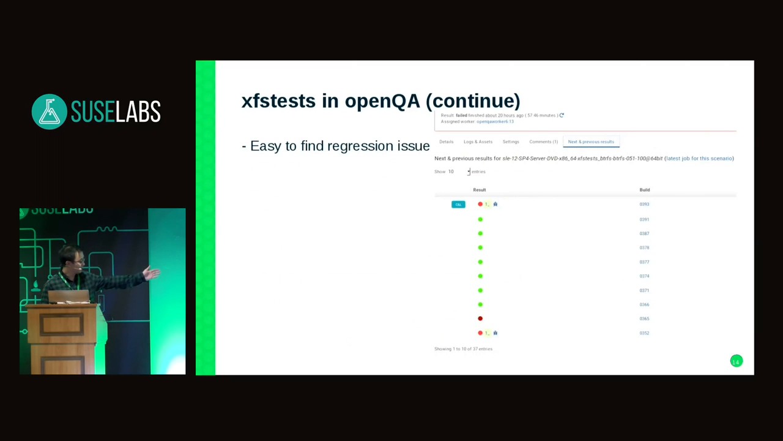You can see there's the build in a line, and suddenly a red bubble comes out. It can easily find the failed part.